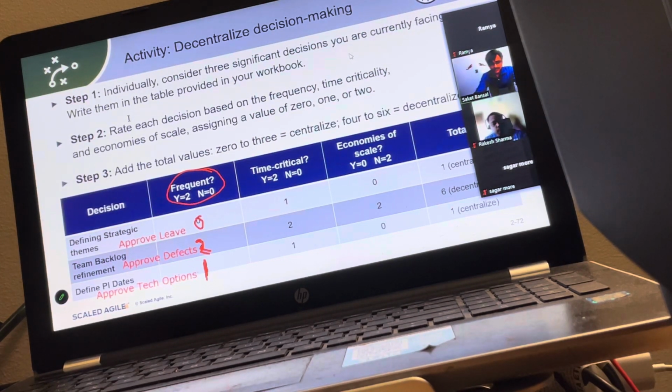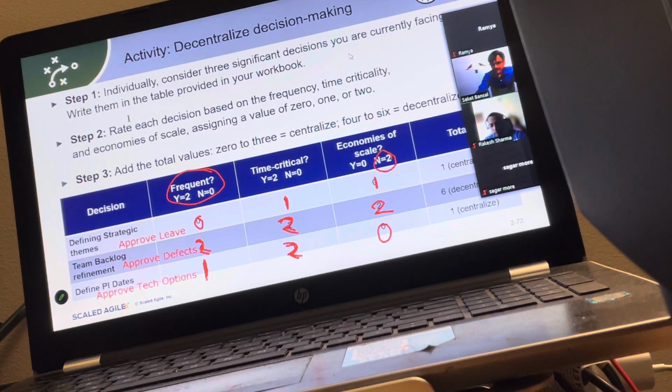Is it time critical? I would say decent time critical, not much. This is very time critical. This is also decent time critical. Yeah, it has to be taken at technical decisions. Economy of scale, I can say it has a little bit of economy of scale in between. Here we don't have economy of scale. I can say no. For a tech option, maybe I can say yes, it has economy of scale.